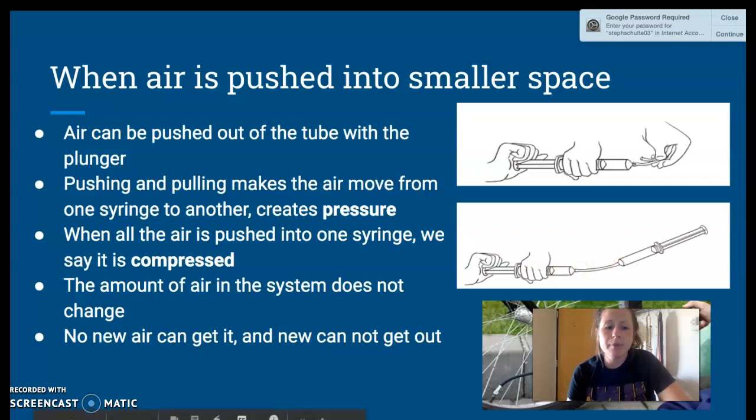Same with the bike pump. You're pumping air into the tire. So in here is filled with air and then you're pumping it into the tire. So it's kind of like the syringes. So you pump, pump, pump, you create that pressure and then it goes into the bike.